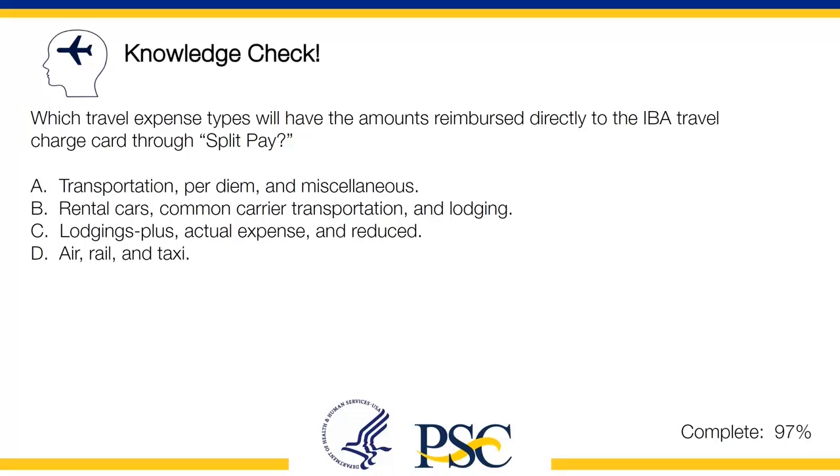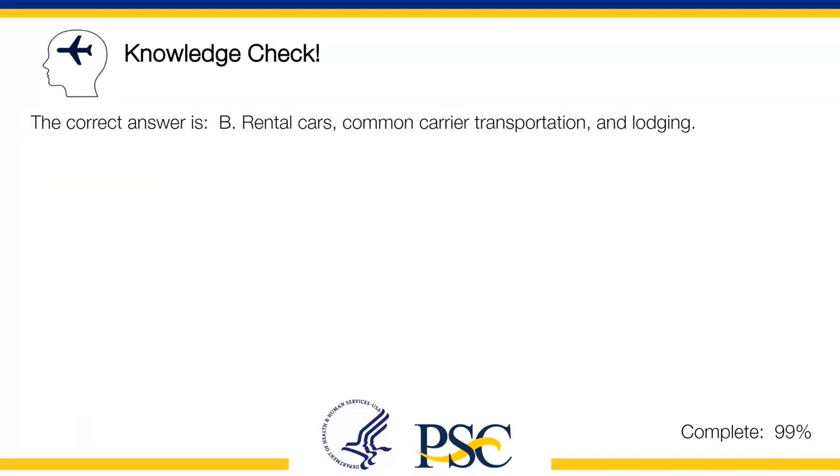B. Rental cars, common carrier transportation, and lodging. C. Lodgings plus, actual expense, and reduced. D. Air, rail, and taxi. The correct answer is B. Rental cars, common carrier transportation, and lodging.